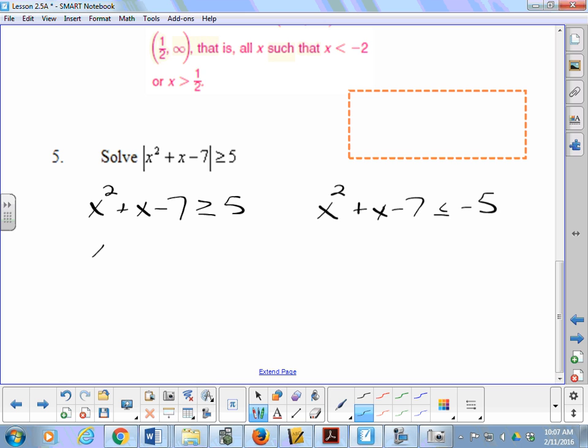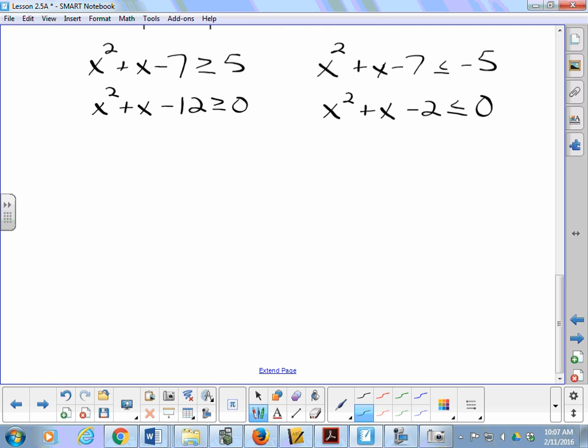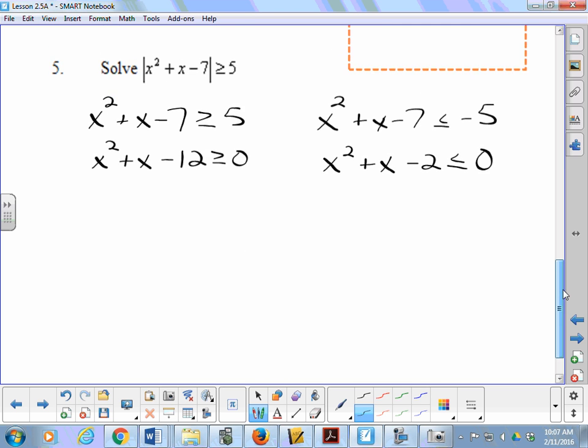So let's see. x squared plus x minus 12 greater than or equal to 0. Awesome. That one's factorable. Okay, we're good. x squared plus x minus 2 less than or equal to 0. Super. They're both factorable. We're in business. We don't have to complete the square or do the quadratic formula. So find the zeros and graph them on a number line once again.